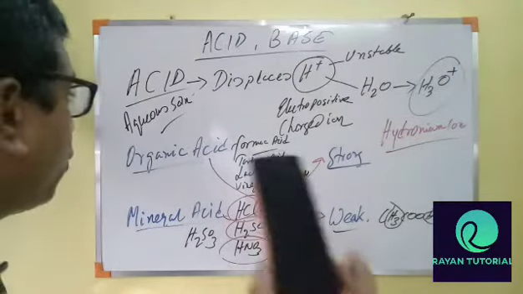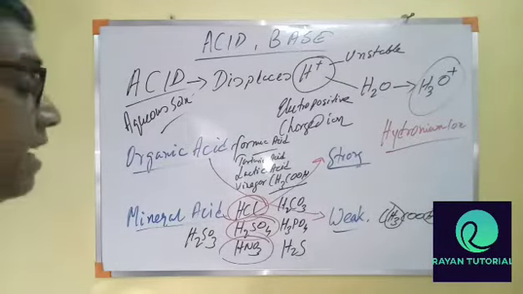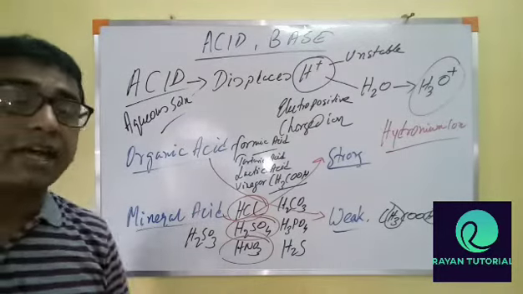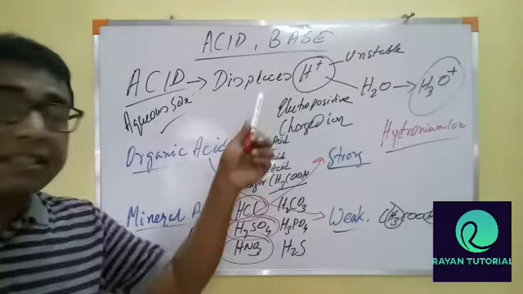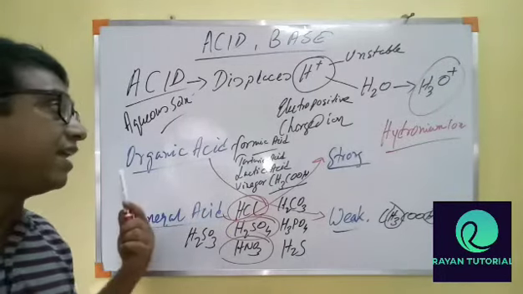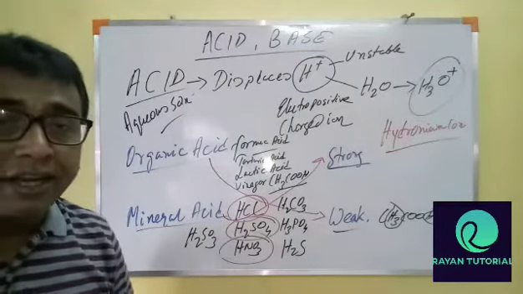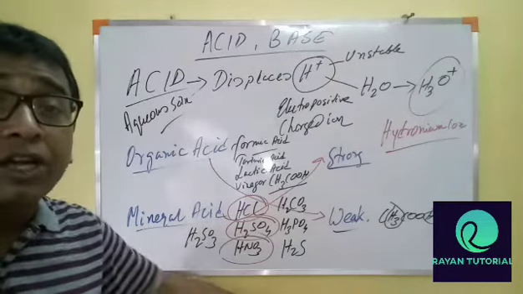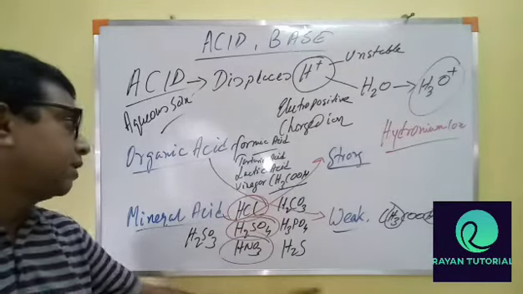So, understood what is an acid? An acid in an aqueous solution displaces its hydrogen ions, and this hydrogen ion, as it is very unstable, readily reacts with the water and forms hydronium ions.